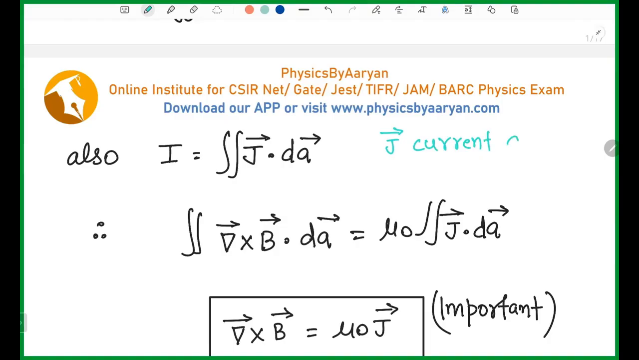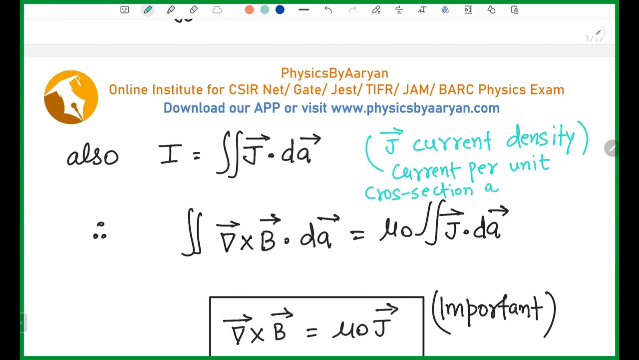I have already discussed current density. J is the current density, which is also known as current per unit cross-sectional area. I have already discussed this, how you write J and how you write K, in my vector potential lecture.